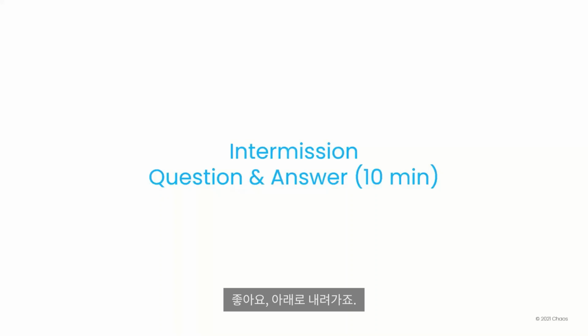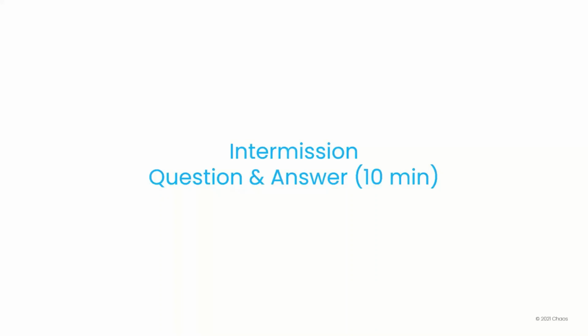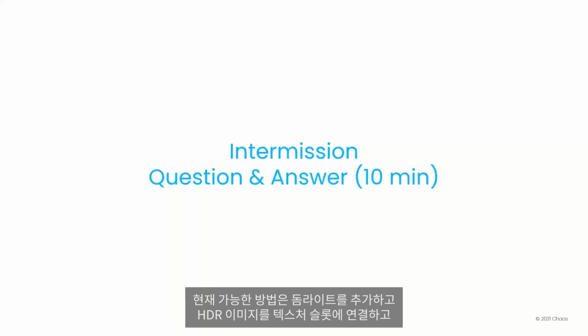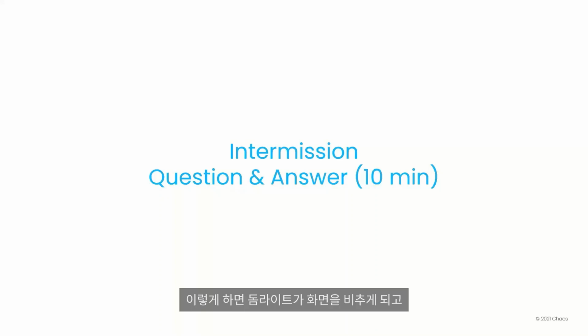All right, moving down. What is the best way to set up an HDRI image as a light and a background? Well, currently, this could be done by just adding a dome light and attaching an HDRI image inside the texture slot and using the Cinema 4D background object to add a background plate. So in that way, the dome light will actually light the scene and the background will serve as a background plate for whatever you want to put in front of in the background.